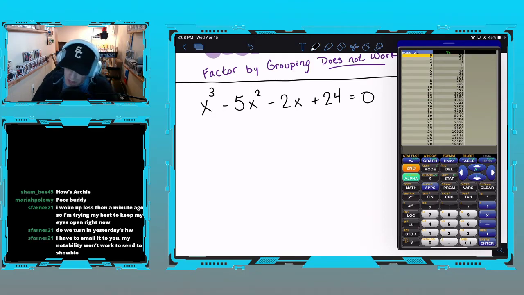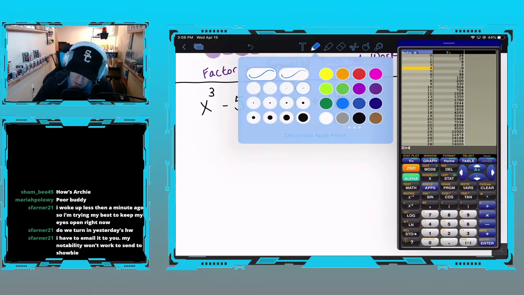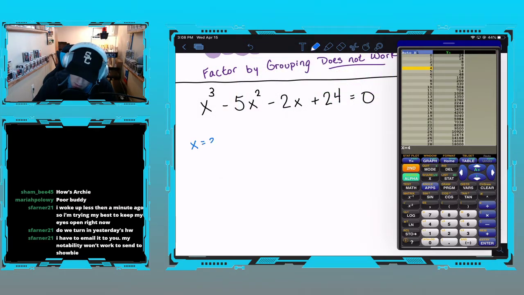So if you look at our table, we have at x equals 3, it's saying that we have an answer of 0. And at x equals 4, it says that we have an answer of 0. Now, it doesn't matter which one you pick. You're just picking one. I'm going to pick 3. It doesn't matter what you pick. So off to the side, I'm just going to write down x equals 3. I'm just going to box that in. That is a solution to the problem.